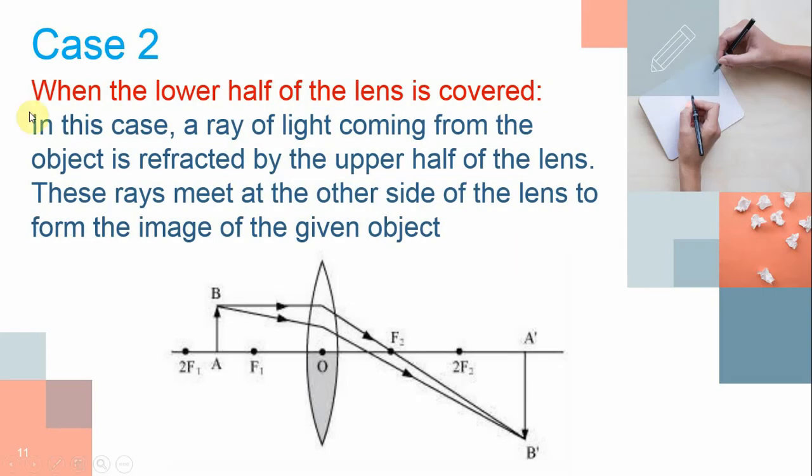And the next case, when the lower half of the lens is covered. In this case, a ray of light coming from the object is refracted by the upper half of the lens. So we can take two rays. The first ray is parallel to the principal axis. After refraction, it passes through the focus, and another ray is refracted and reaches the position. So we can get the image. In both cases, we can obtain the image on the screen.